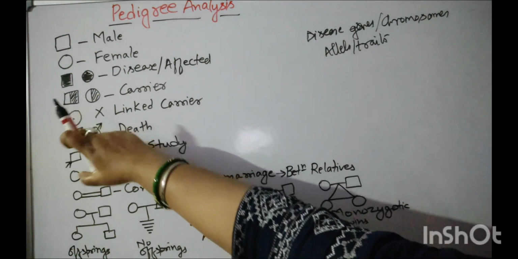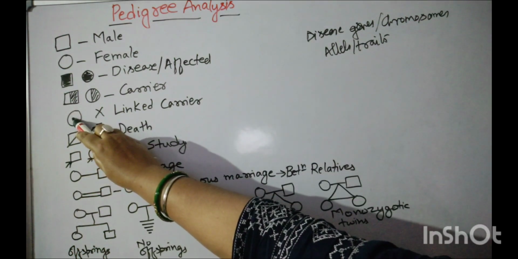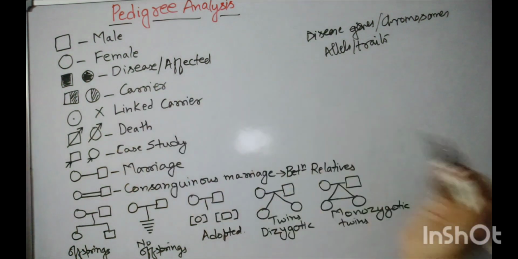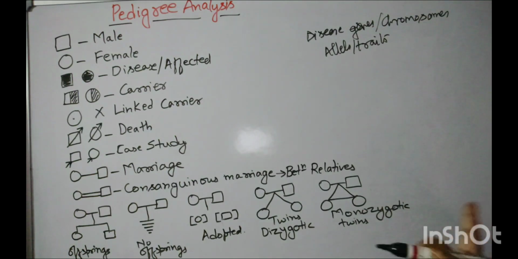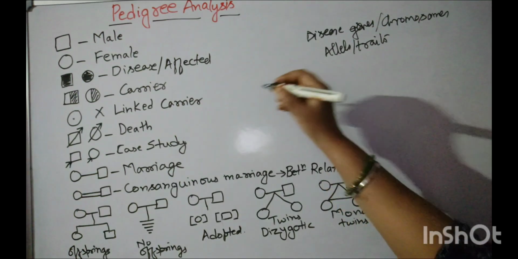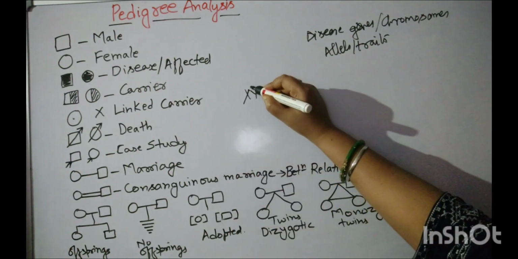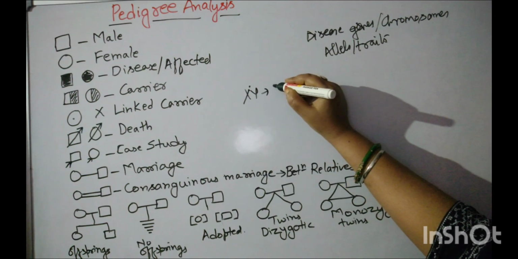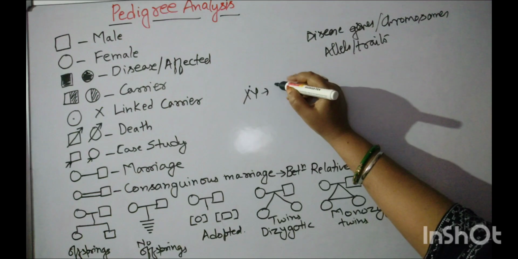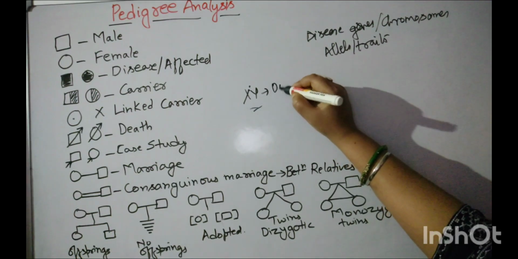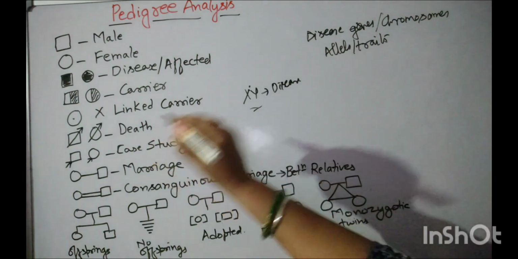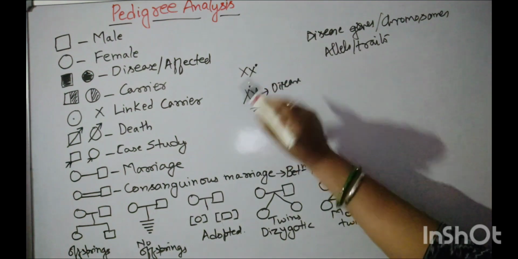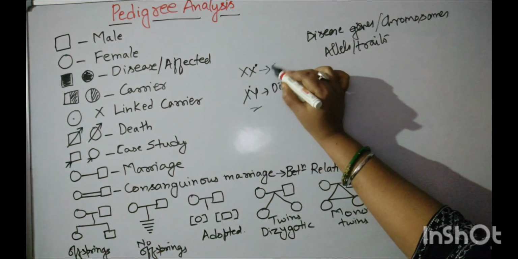But if we draw a circle and put a dot in it, this represents an X-linked carrier, which is only female. Females can be carriers in X-linked traits. Males have only XY, so whenever the disease appears on the X chromosome, it will affect the person. So that male is diseased; it is called diseased, not carrier. Only females have XX, so if one X is affected but not showing, then she is a carrier.